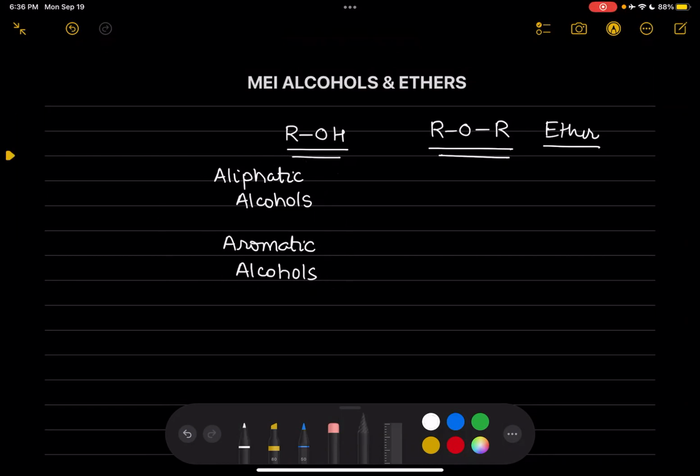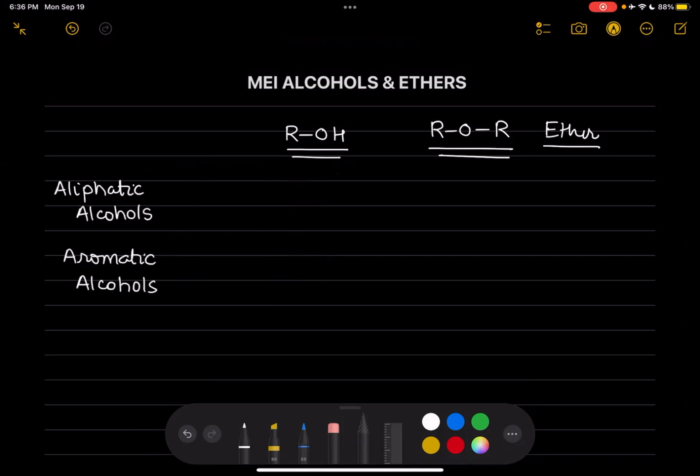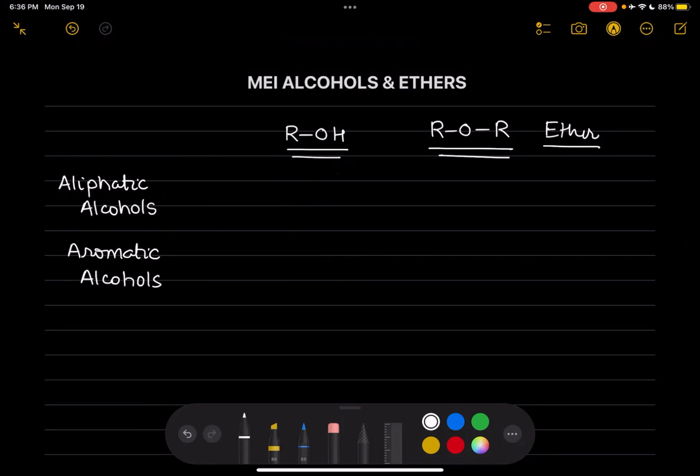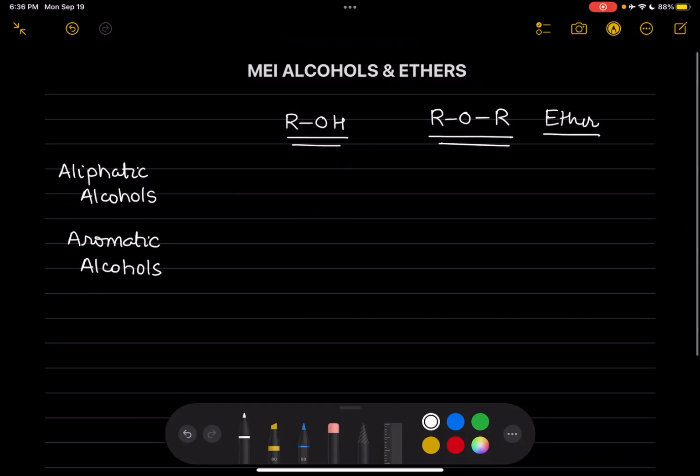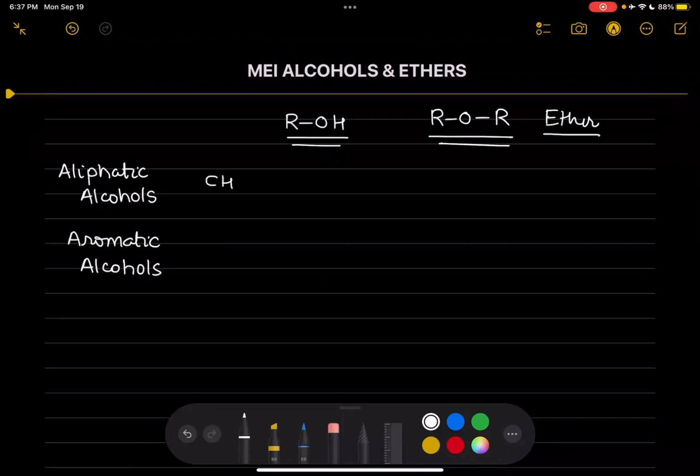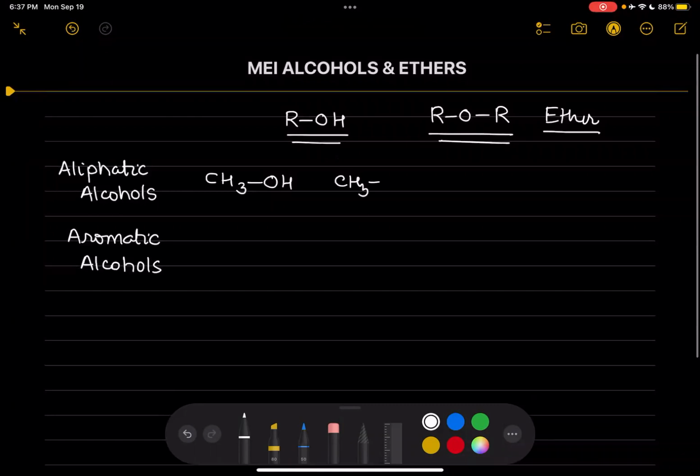Aliphatic alcohols are organic chemical compounds connected to a normal alkyl group like methyl, ethyl. Suppose methane is CH4. In order to put OH, you need to remove one hydrogen, make it CH3 and put OH. So CH3OH, and CH3CH2OH is ethyl alcohol or ethanol.